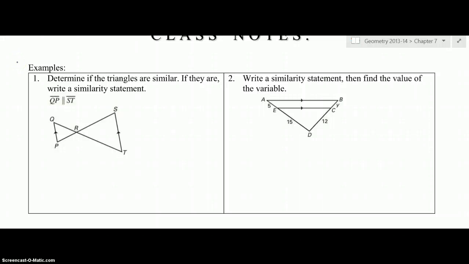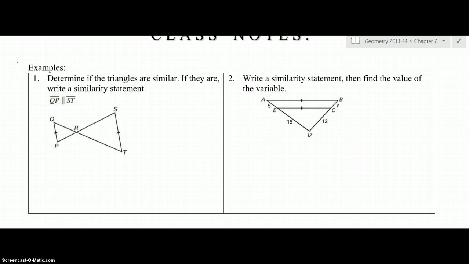Determine if the triangles are similar. If they are, write a similarity statement. And it also tells you that segment QP is parallel to segment ST. Okay? Now, today I said that our goal is to find two pairs of angles that are congruent.